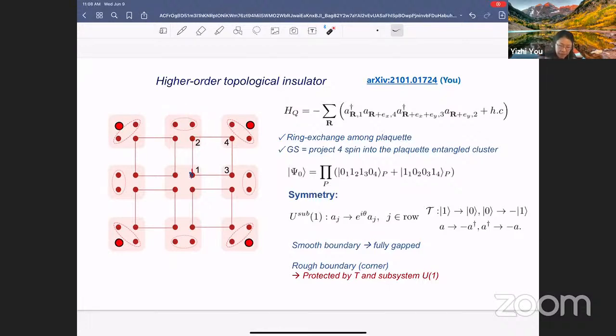And the Hamiltonian I begin with, an exactly solvable Hamiltonian, is pretty simple. For each plaquette, there is a ring exchange term between the four spins living at the corners of each plaquette. This ring exchange term would project the four spins into a maximally entangled four-spin state like this. That's the Hamiltonian I begin with, and hence the bulk degrees of freedom would be fully gapped because all of the spins are paired into plaquette entangled states.